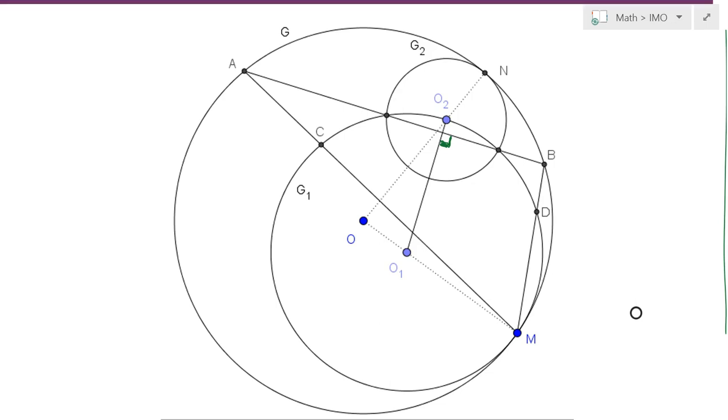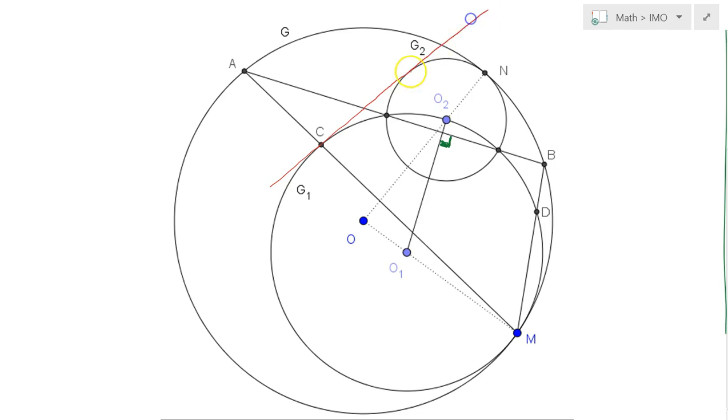I claim that if I draw the common external tangents to circles G1 and G2, this common external tangent will go through the point C, and as it is obviously tangent to both circles, I claim that the other tangent will go through the point D and will be tangent to the second circle as well, so somewhere here I would say. So why would that be?